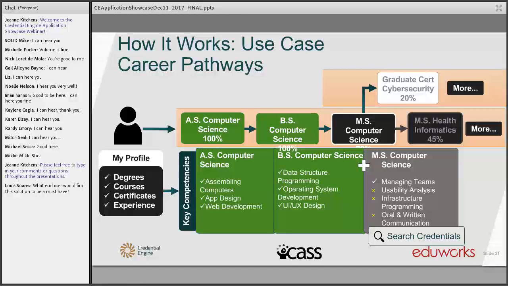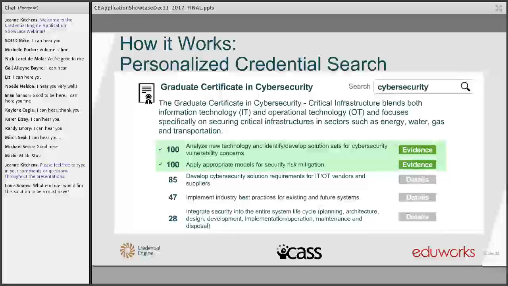another closely related use case, which is how do you search for credentials and for things to do in the first place. So the way that that's done now is you would type in a keyword, for example, cybersecurity, and that would give you a list of credentials that are associated with cybersecurity. What we'd like to see is to personalize that. So if we click on that sort of search credential, we will see a slightly different view of the search results coming out of the Credential Engine.